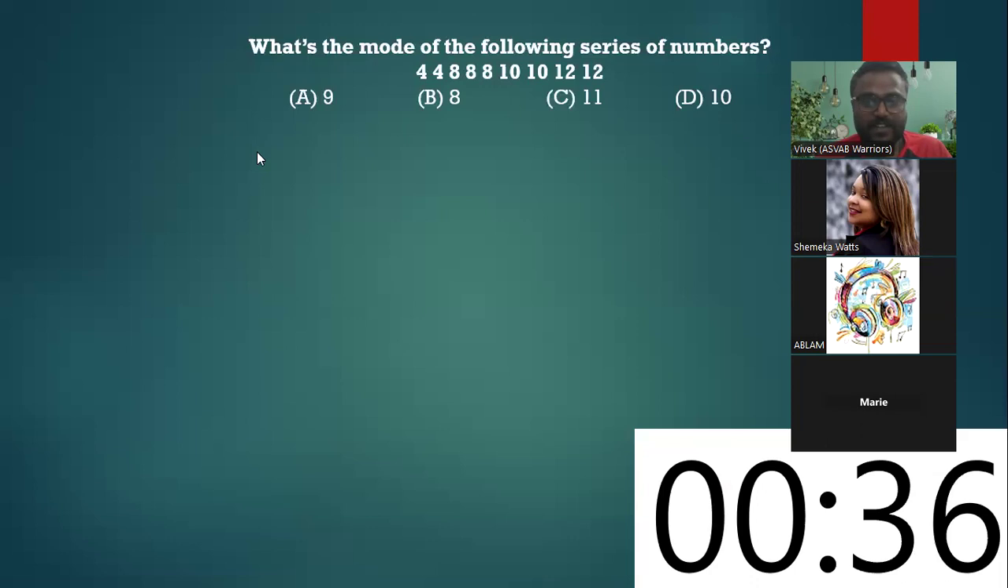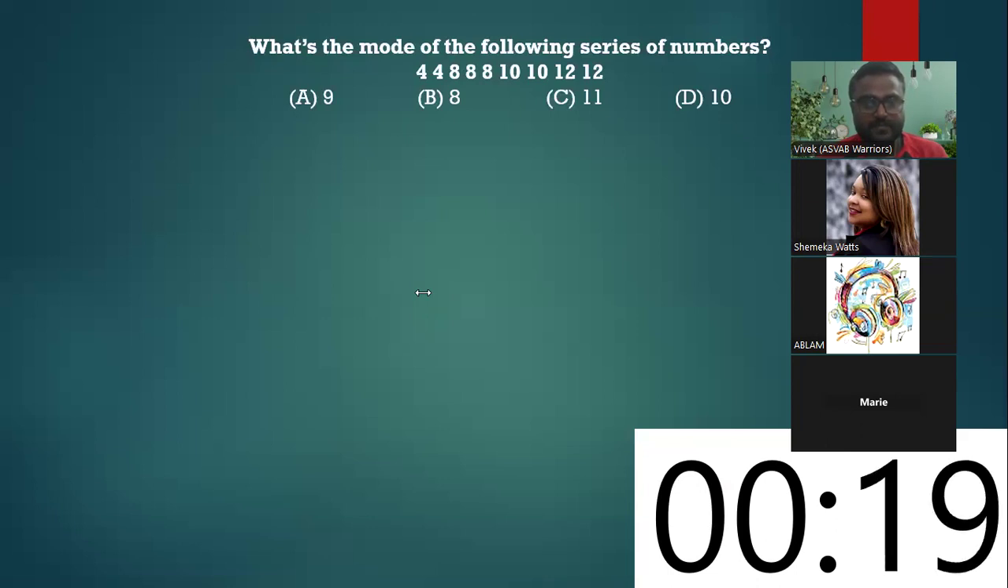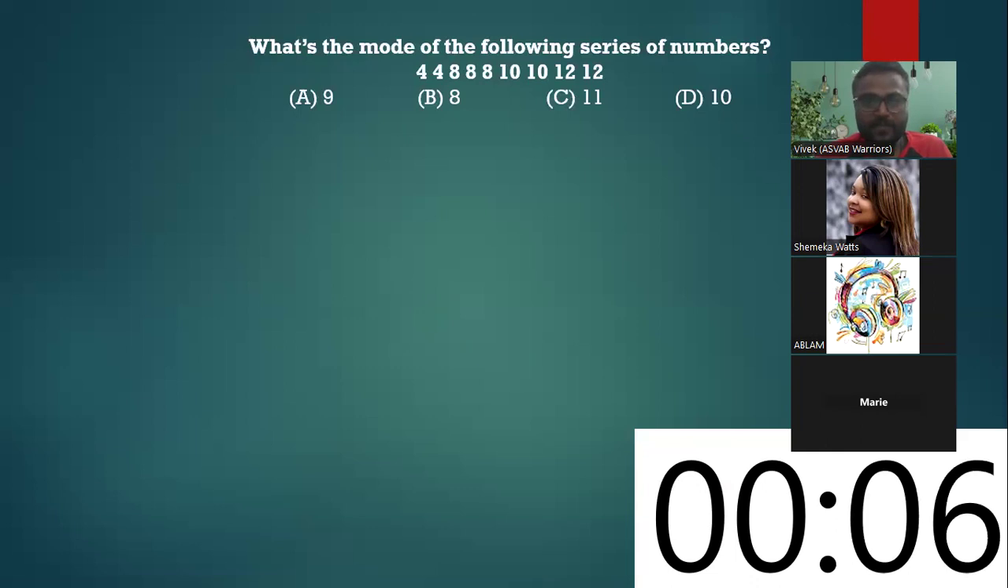Very good. Shamika has already answered. She answered it within 20 to 25 seconds. Awesome, Abram. Come on, Maria, Daniel, Jacob. Time up. So Shemika and Ablam got it right.